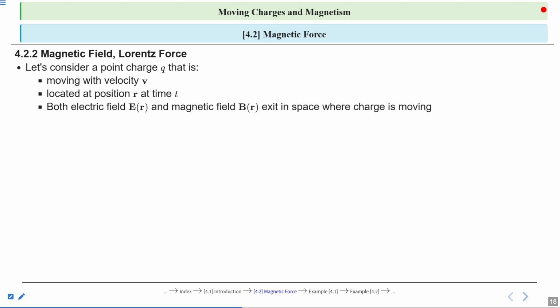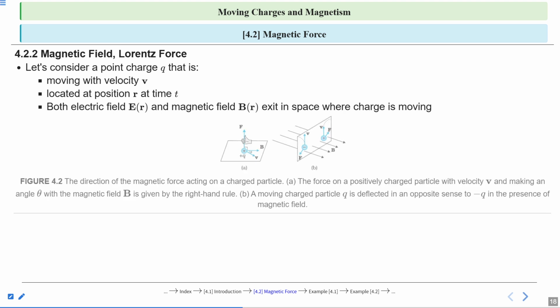So there is a charge q which is moving with velocity v, and at any instant it is located at position r. Both electric field E(r) and magnetic field B(r) exist in the space, and at that instant t, the values of the electric field and magnetic field are E(r) and B(r), where the charge is moving.